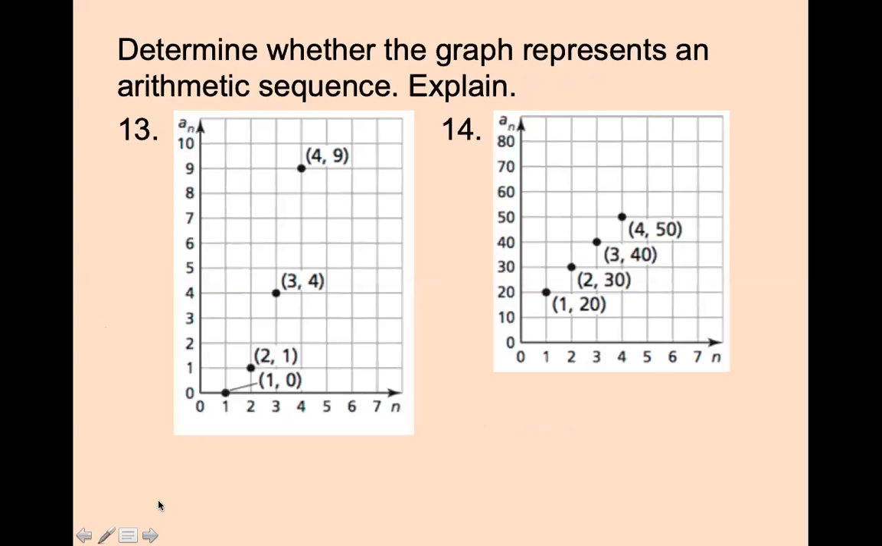All right, let's continue. It says determine whether the graph represents an arithmetic sequence. Explain. So let's take a look at this one using that same idea we had in the last slide where we're looking at what do these go up by. So if I look here, we're going up by 1 and over by 1. Here we're going up by 3 and over 1. Here we're going up, let's say 1, 2, 3, 4, 5 and over 1. So our slope changes every time. It's not consistent. You can see this as a gain of 1, a gain of 3, and so forth. So this one would not be. It's not arithmetic.